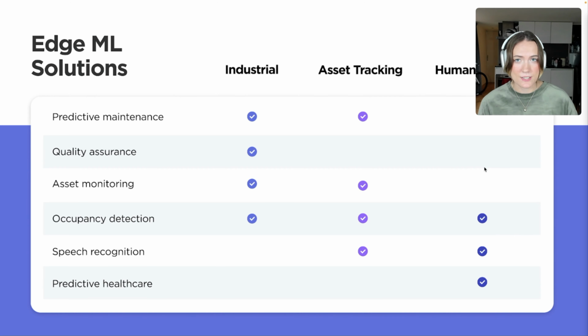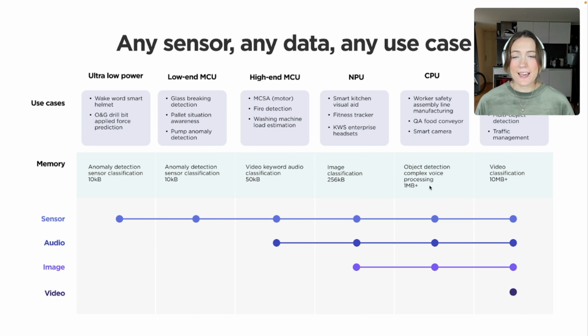ML powered solutions from data will drive new value across all industries, from industrial settings like predictive maintenance and asset tracking to quality assurance on factory lines and human interfaces like occupancy detection, speech recognition, and even predictive healthcare. All of these use cases are driven by the power of the data that we find at the edge.